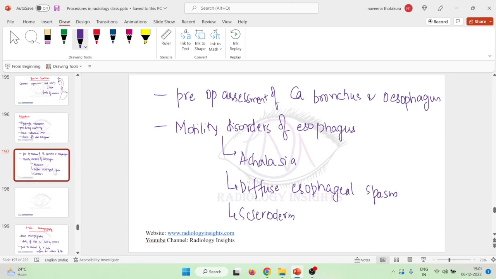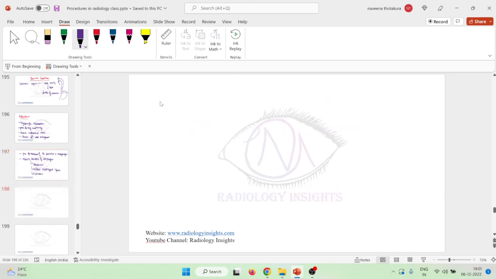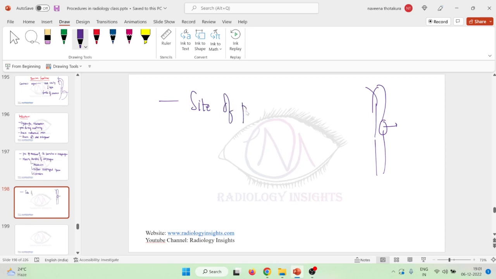Then, if at any stage the patient has a perforation of the esophagus, in order to assess the site of perforation, we can do this barium swallow.